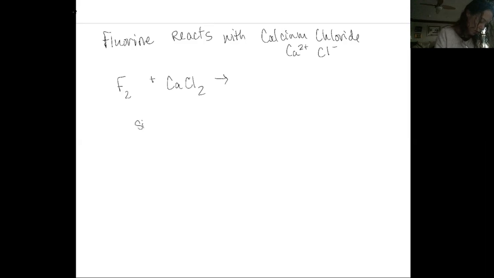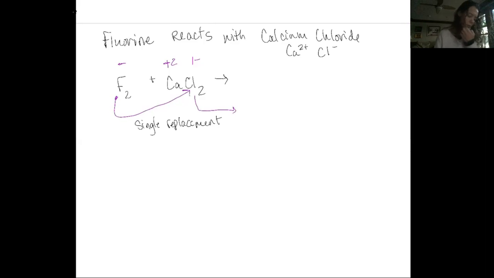Well, this is once again a single replacement because it's an element and a compound. Let's determine who will replace who. Fluorine is a negative. The calcium is the positive, and the chloride is the negative. So this time the fluorine will take the place of the chlorine and the chlorine will be out by itself, okay? So we will have calcium with the fluoride. Remember, it will never be fluoride calcium. It's always the metal or the positive cation first. And then chlorine will be by itself. Okay?